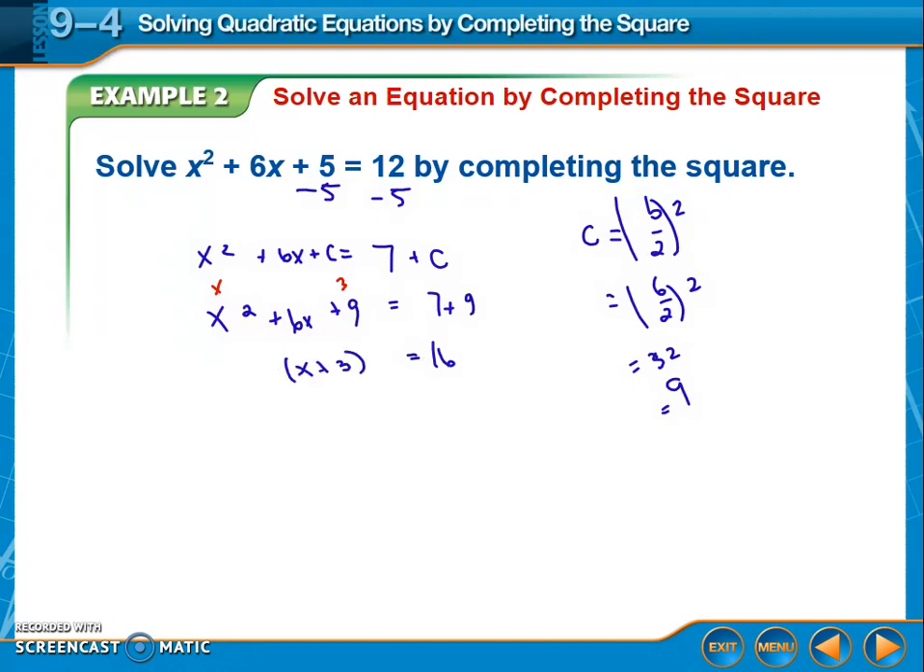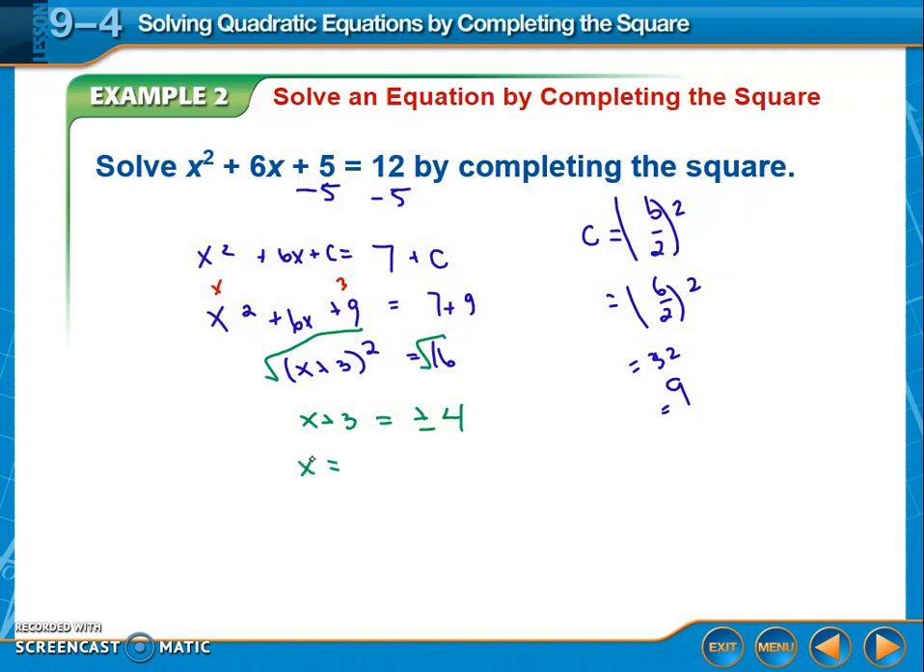x plus 3 squared. Okay, now if you remember from a previous section, to get rid of this square to get x by itself, I can do the opposite, which is the square root. If I square root both sides, I get x plus 3, because the square and the square root cancel, and then it's plus or minus the square root of 16, which is 4. Okay, so I have x plus 3 equals plus or minus 4.